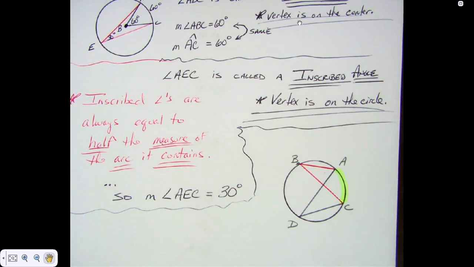What am I trying to lead you to now? They're both the same measure because they're using the same mark. Let's stay focused up here, please.